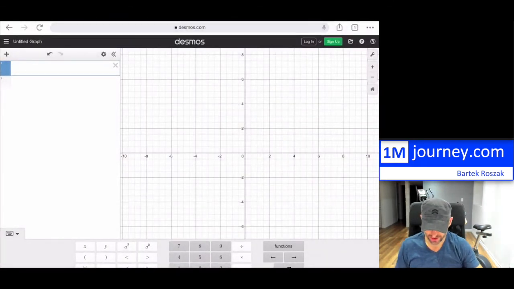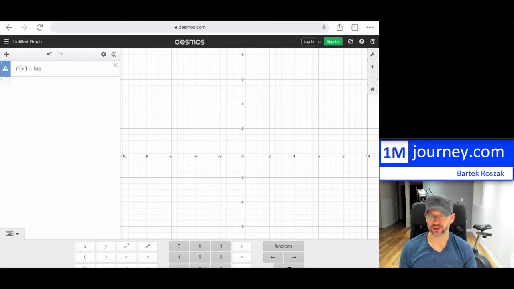So here it is. I'm going to define my f of x as equal to log. Again, you can take any base. It doesn't matter. I can take it to the base 2, the base 3, the base 4. It doesn't matter, but what I'm going to do is just leave it as log of x, and it automatically assumes that the base is 10.